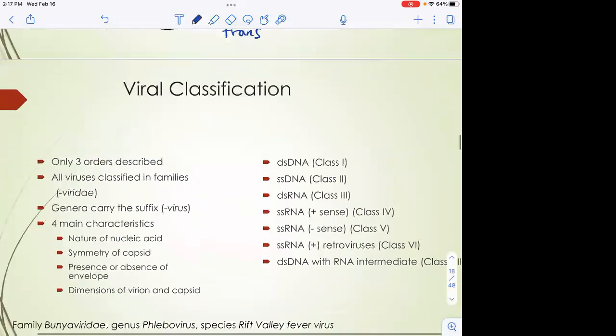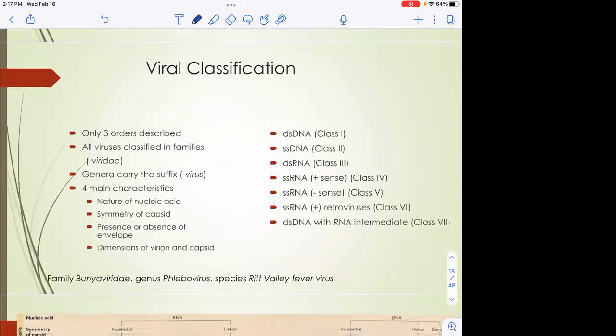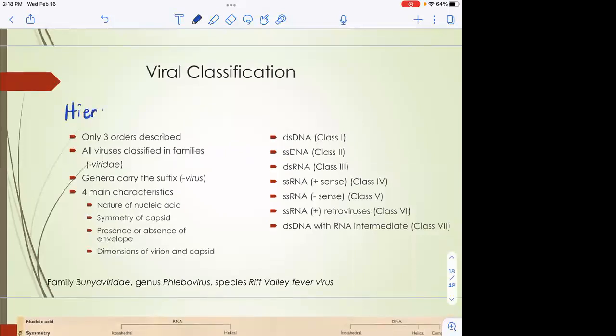So just finishing up our basic things about viruses before we talk about how they're replicated. We have a couple of different ways that we will classify viruses. One way we refer to as hierarchical classification. The other way is called the Baltimore Classification. David Baltimore was one of the people given credit for discovering reverse transcriptase back in the 70s. So he made his own viral classification and it kind of stuck.